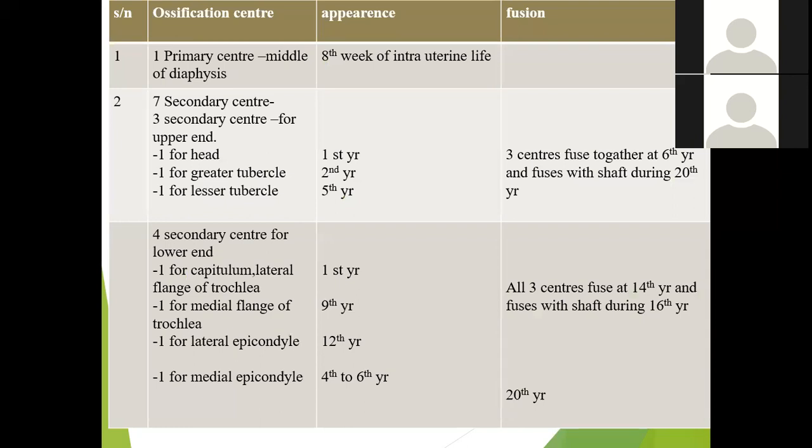Now we are coming to the remaining centers. The remaining 4 secondary centers are for the lower end. One for the capitulum and lateral flange of trochlea, for both structures one secondary center, second one for the medial flange of trochlea, one for the lateral epicondyle, one for the medial epicondyle. So totally 4 for the lower end of the humerus. Capitulum appears in the first year, medial flange of trochlea in the 9th year, lateral epicondyle in the 12th year, and medial epicondyle in the 4th to 6th year.